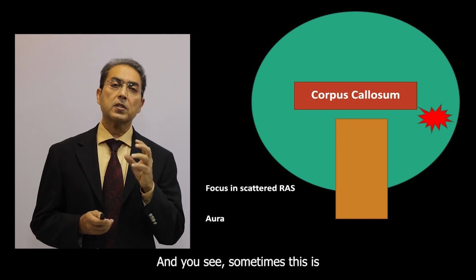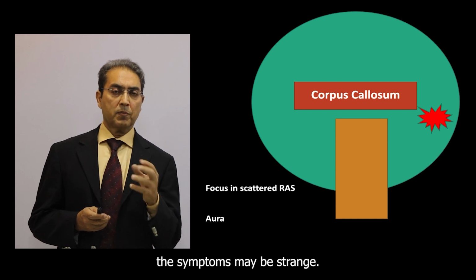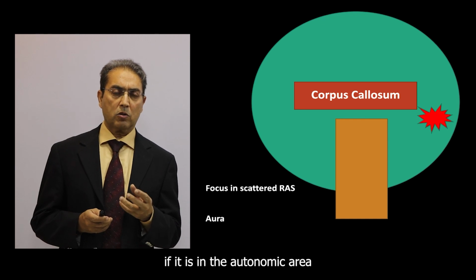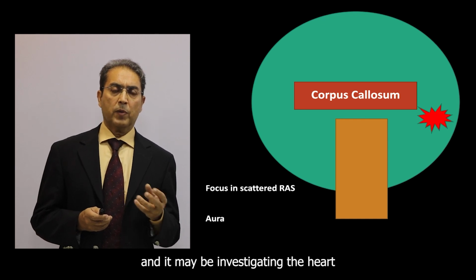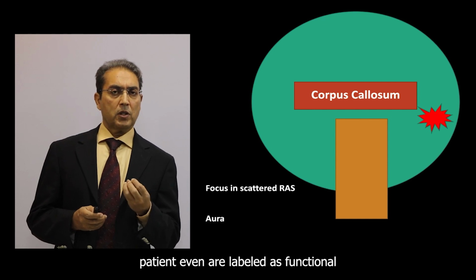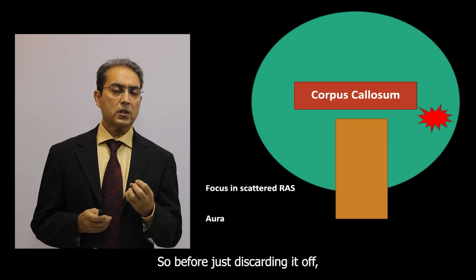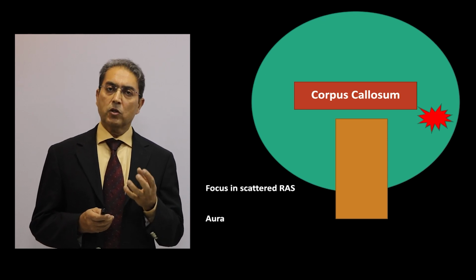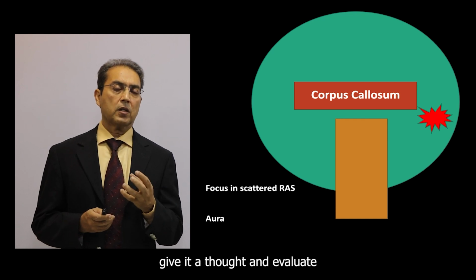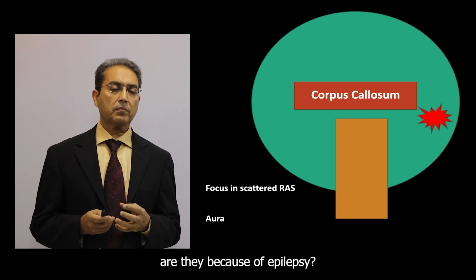And you see, sometimes this is a bit tricky because the symptoms may be strange. The patient has episodic palpitations if it is in the autonomic area, and you may be investigating the heart and you find that this is normal, and sometimes patients even are labeled as functional and they're not treated properly. So before just discarding it, you should give it a thought and evaluate in this context: these strange symptoms, are they because of epilepsy?